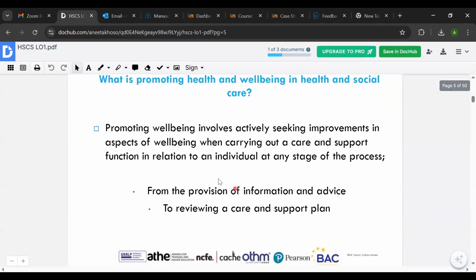Anyways, promoting well-being will involve actively seeking improvements in aspects of well-being when carrying out a care and support function with regards to an individual at any stage of the process. This is when you're caring and supporting someone, from the provision of information and advice, so you're giving advice and information, and you can also be reviewing a care and support plan. Even in that process, that is also known as promoting well-being.